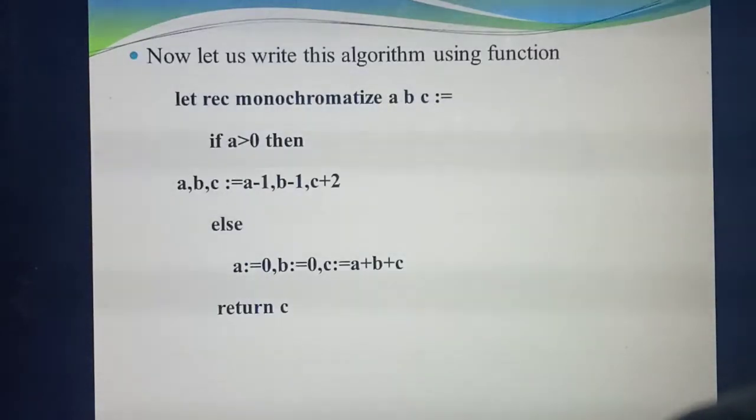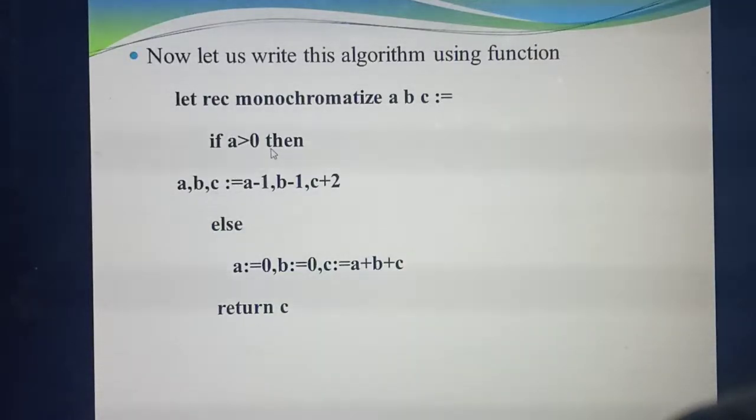Understood? Okay. So the same thing you are going to write in a recursive algorithm. The algorithm function starts with the keyword. What keyword do you need to use? Recursive. Then after recursive, what do you need to write? The name of the function. What's the name of the function? Monochromatize. So how many variables are there? 3. What are they? A, B and C.